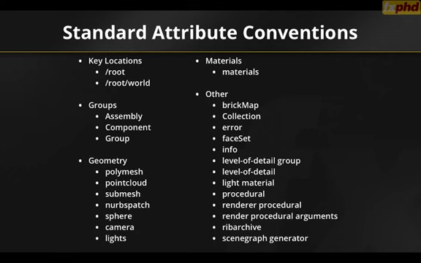So you've got brick maps, collections, errors, face sets, infos, levels of detail groups and level of detail, which obviously, if you've come from Maya and you're using level of detail in Maya, it enables you to define at what point a certain object is going to be displayed based on the distance the camera is from it or some other rules that you may have applied. You've also got light material, procedural, render procedurals, render procedural arguments, rib archives from RenderMan, and scene graph generator. So any of these could be shown as a type within the scene graph as you start bringing in more information or start generating things inside of Katana.